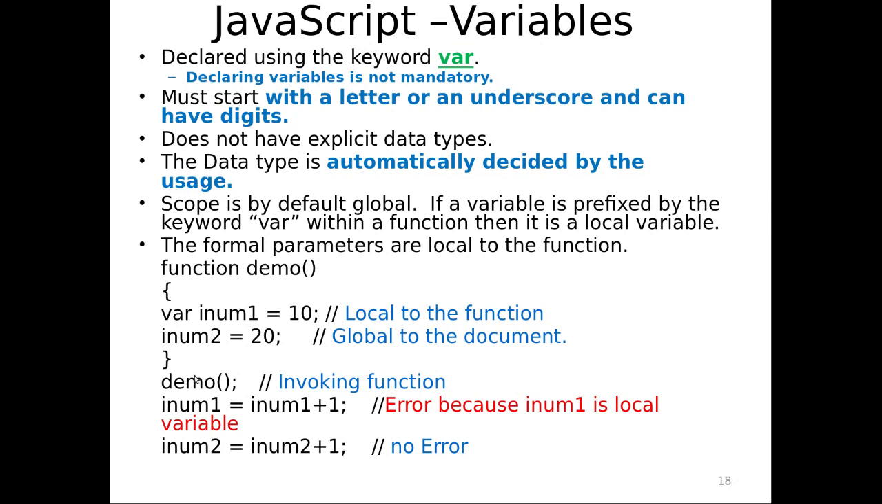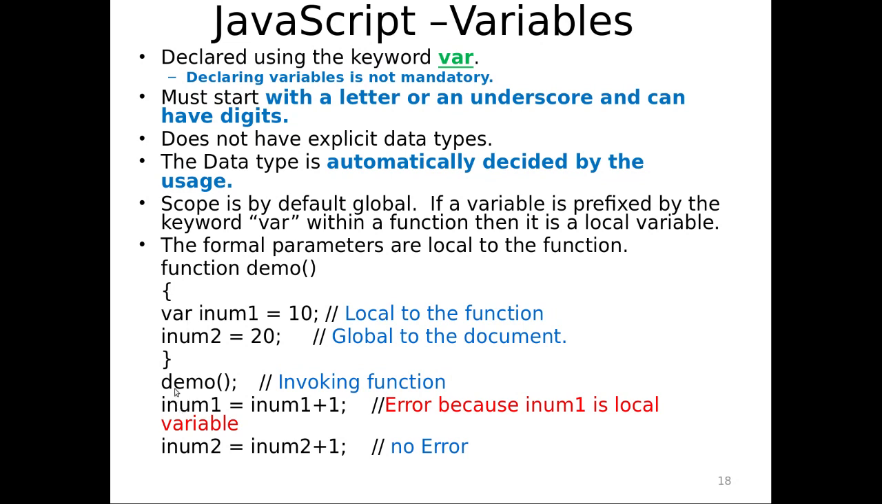It cannot go out. Inum2 equal to 20 is now global. It is global to the entire document, which means the entire script. So we need not use var if at all you want the scope to be global. If you want the scope to be limited within the function, in that case you will use var, which will restrict the scope within the function.